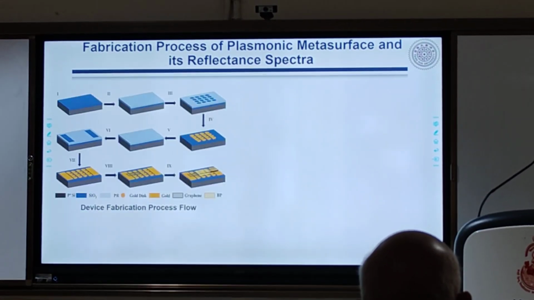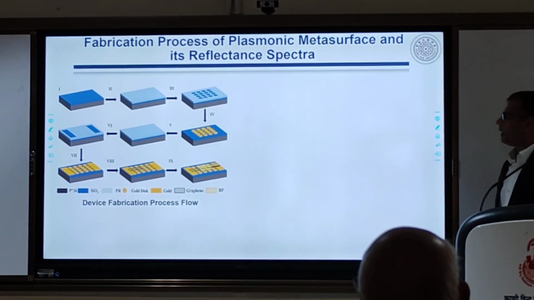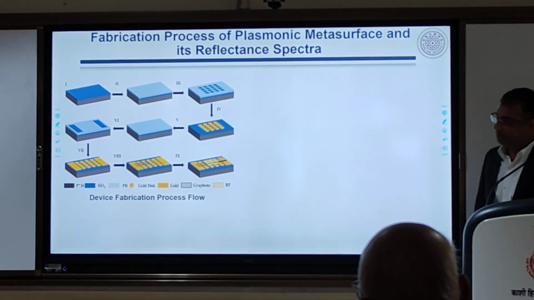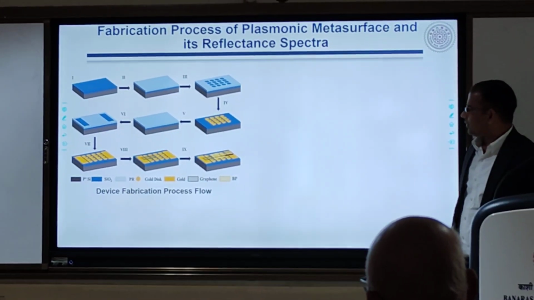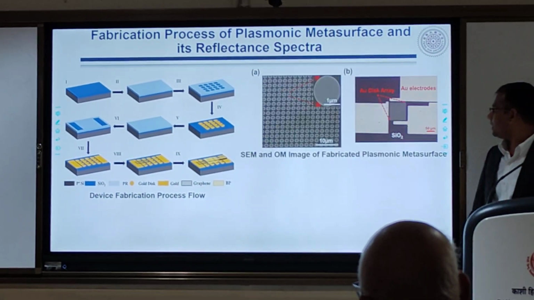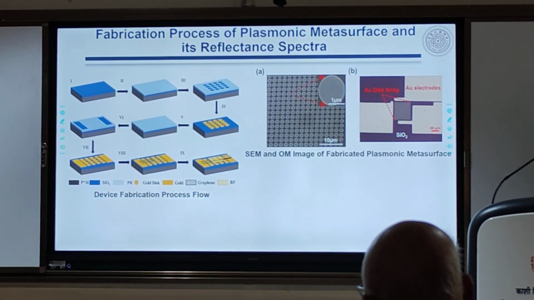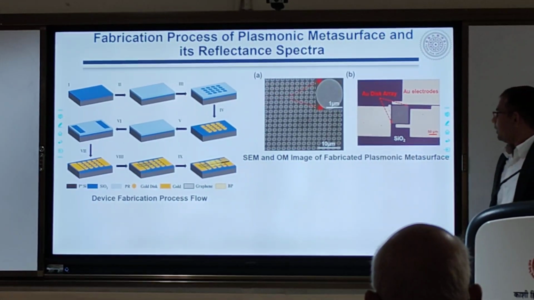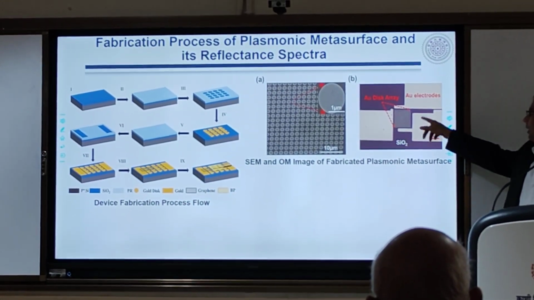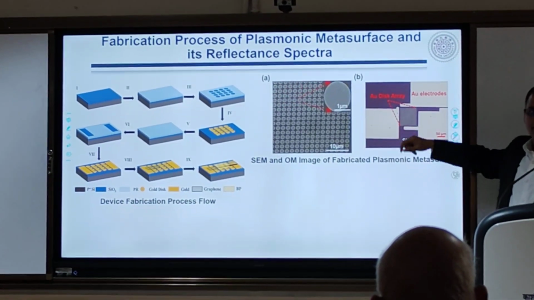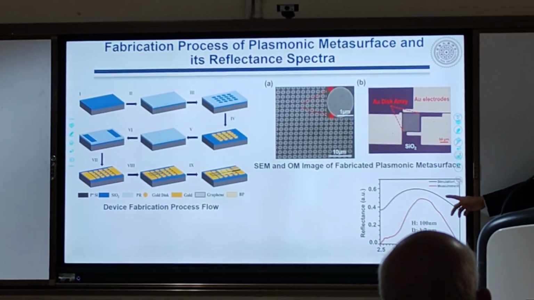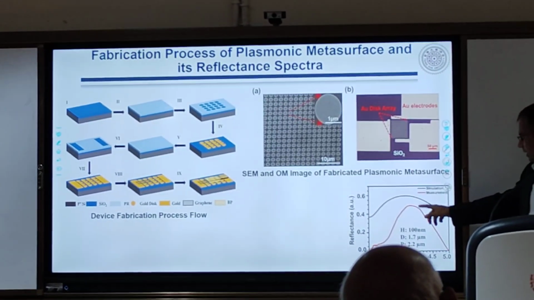So here is how we fabricate this device. We have done the photolithographic process. We fabricate the metasurface and use the die transfer method to make the devices. Here is the SEM image of our metasurface, and this is our electrodes, and this is the metasurface. Here we compare the simulation and measurement.